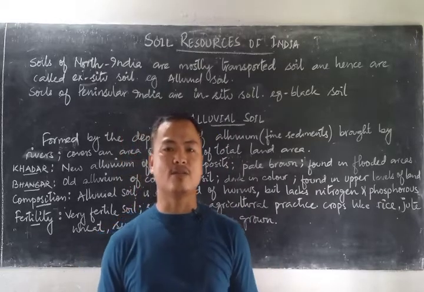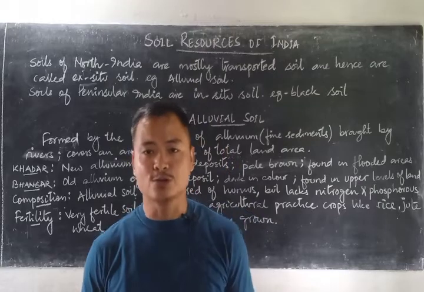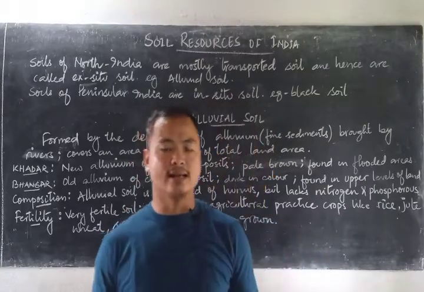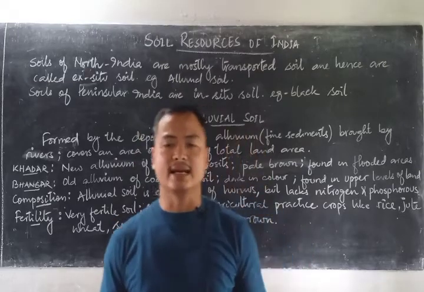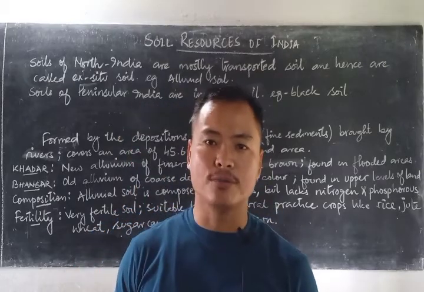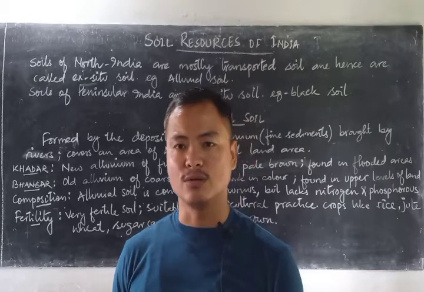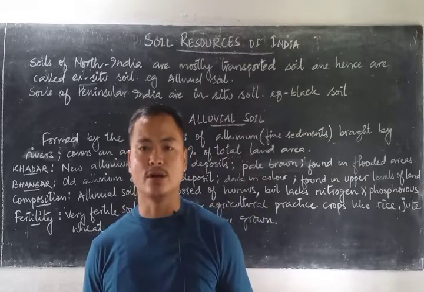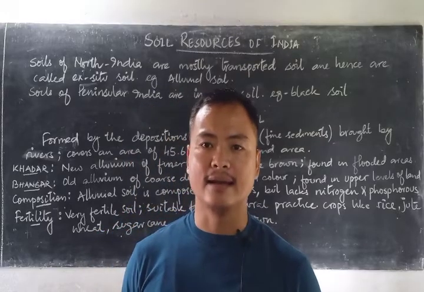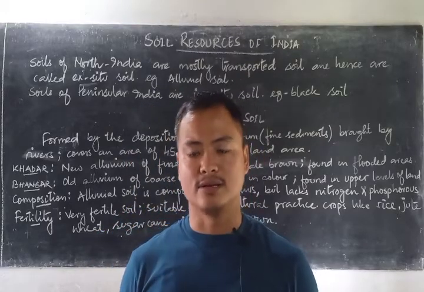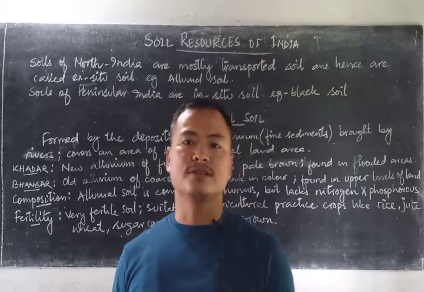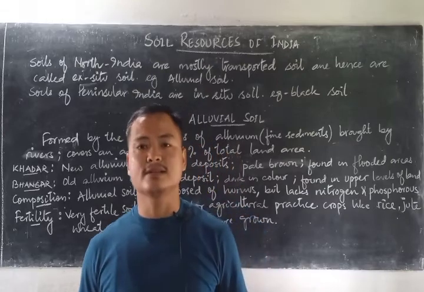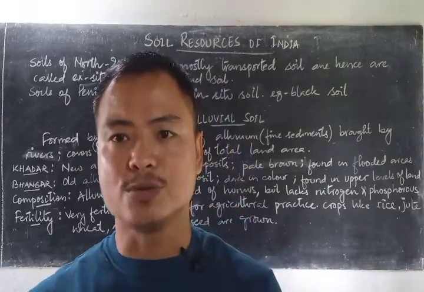Now, if we classify soils on the basis of their origin and their composition, in India we see that there are four major soil groups: the alluvial soil, the black soil, red soil, and lateritic soil. Each of these soils has its own formation or mode of origin. So today we will discuss alluvial soil. So what is alluvial soil?